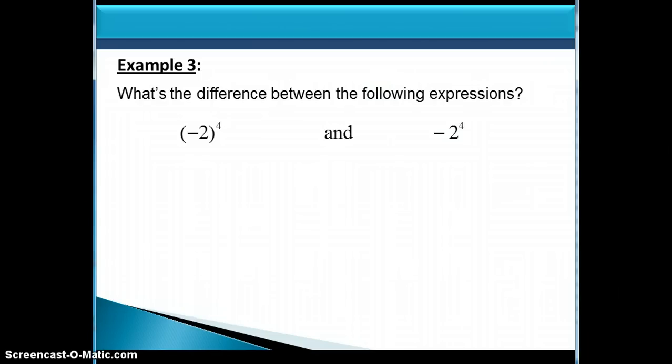Now when you look at the expression without parentheses, this one is telling you that you're only going to raise the positive 2 to the 4th power, and then you're still going to have a negative sign in front of whatever that result is. So let's look at these in a little more detail, maybe step by step, and hopefully you can understand the difference between these two. So with the first one, remember I said that the parentheses is telling you that you're raising the number negative 2 to the 4th power.